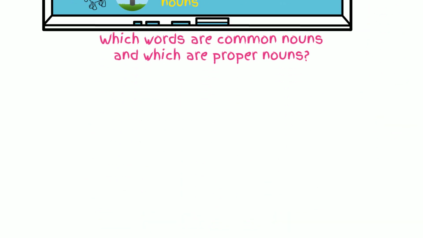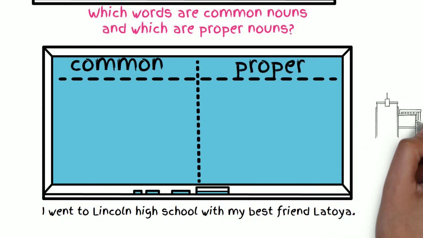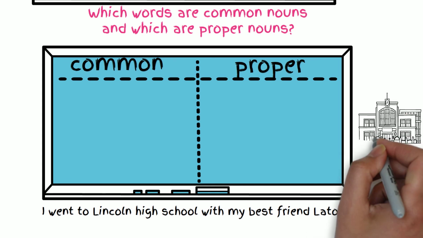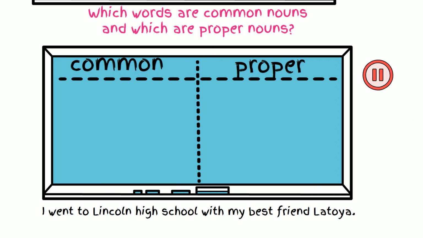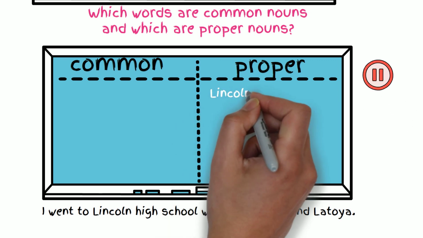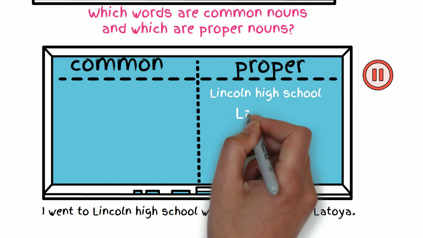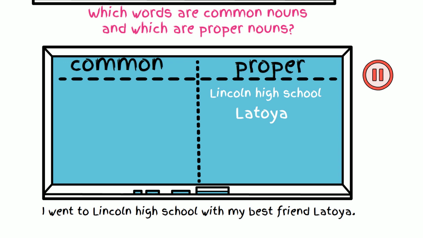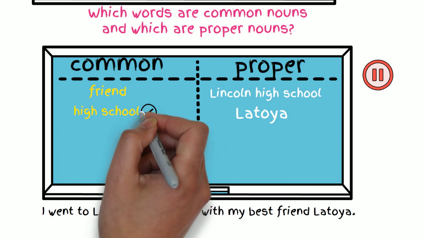Let's try another example. I went to Lincoln High School with my best friend, LaToya. Pause the video to see if you can come up with the common and proper nouns. Okay, so the proper nouns in this example are Lincoln High School and LaToya because they are a specific place and person. The common nouns are friend and high school. High school would be considered a common noun by itself if it did not have a name.